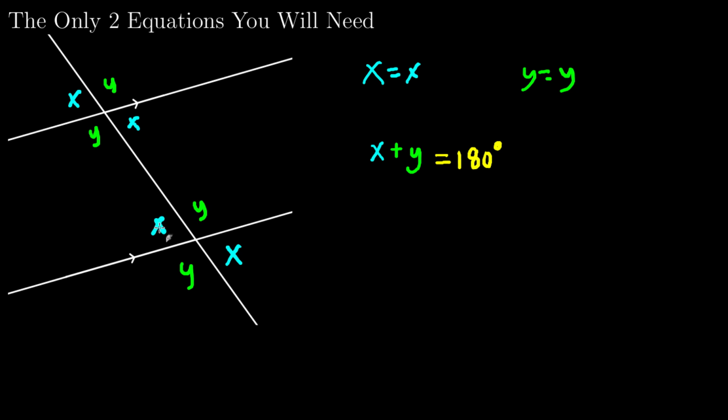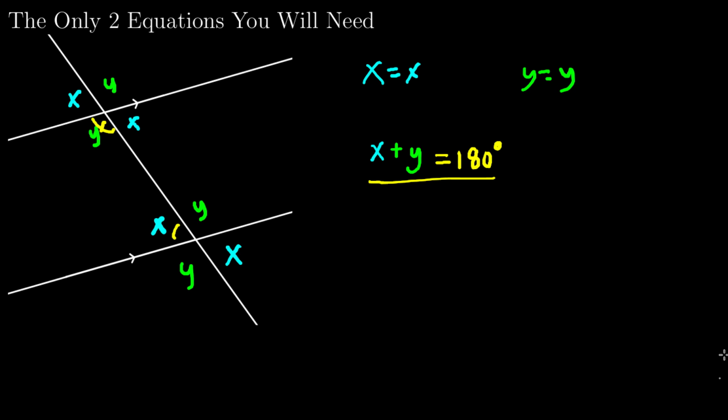This x and this y, they don't look the same. This x is acute, it's less than 90 degrees. This y is obtuse, it's more than 90 degrees, so they can't be the same. So they have to add up to 180 in this type of problem.